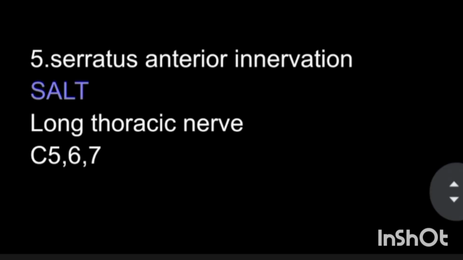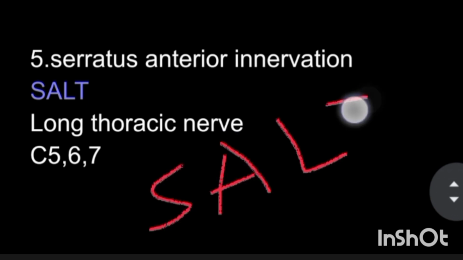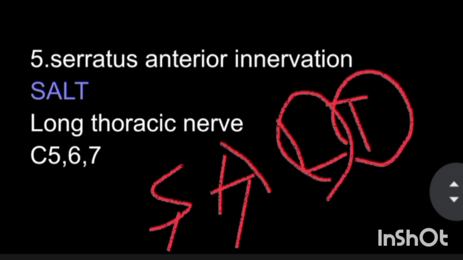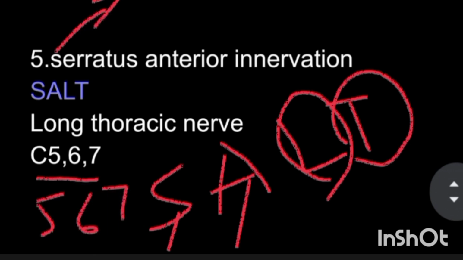Serratus anterior innervation. Remember here SALT. SA for serratus anterior and LT for long thoracic nerve. Its root value is C5, C6 and C7. S looks like 5, so start with 5: 5, 6 and 7. C5, C6, C7.